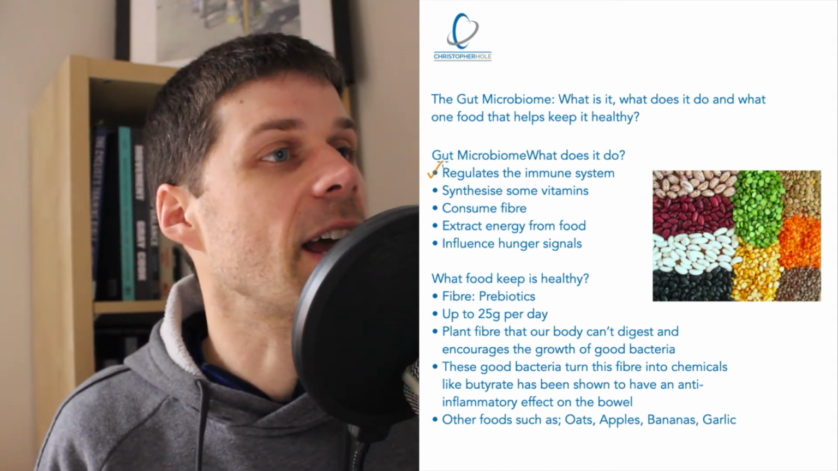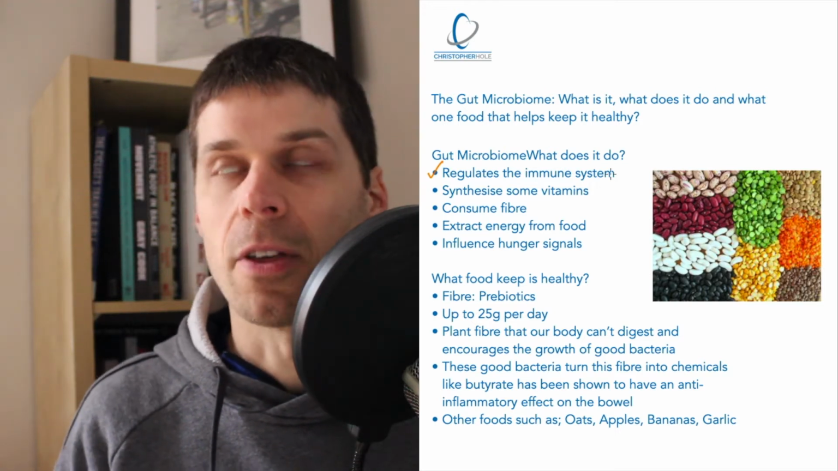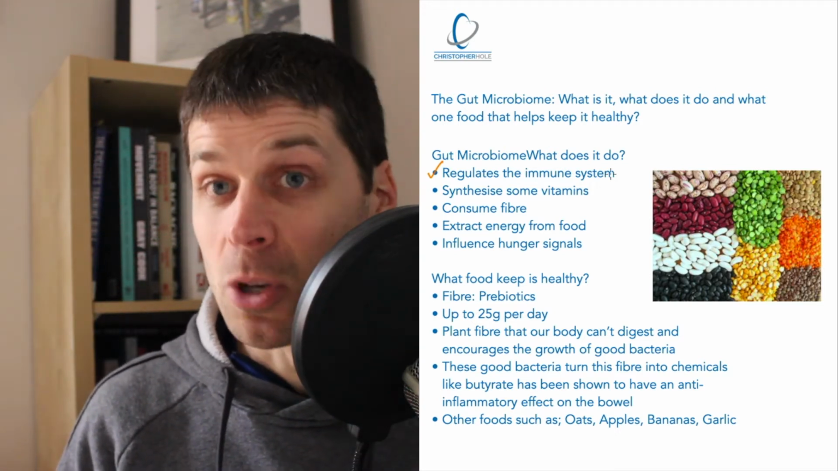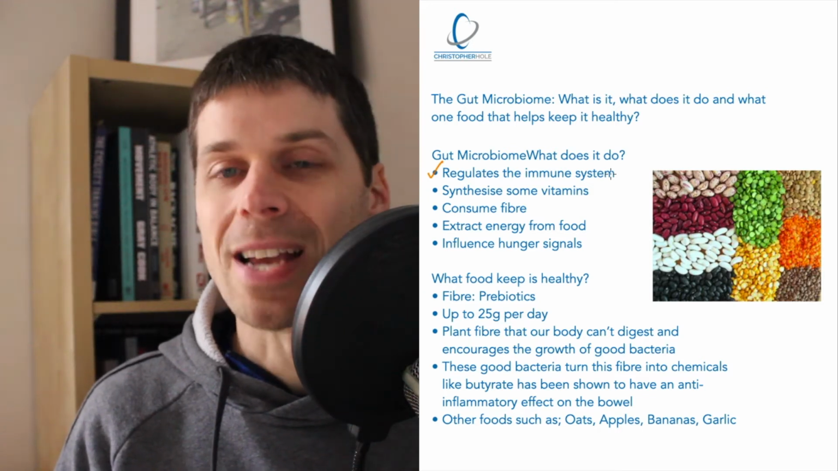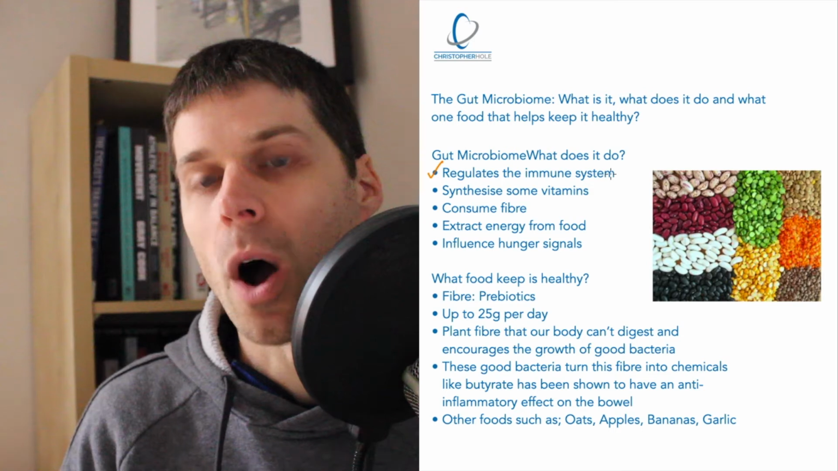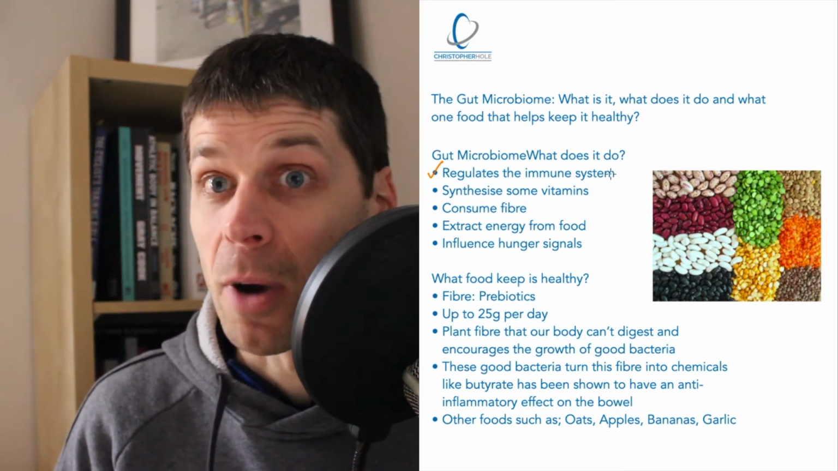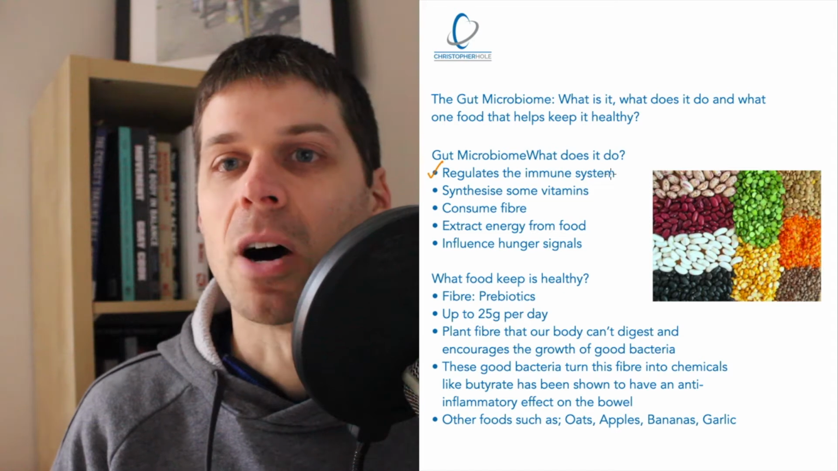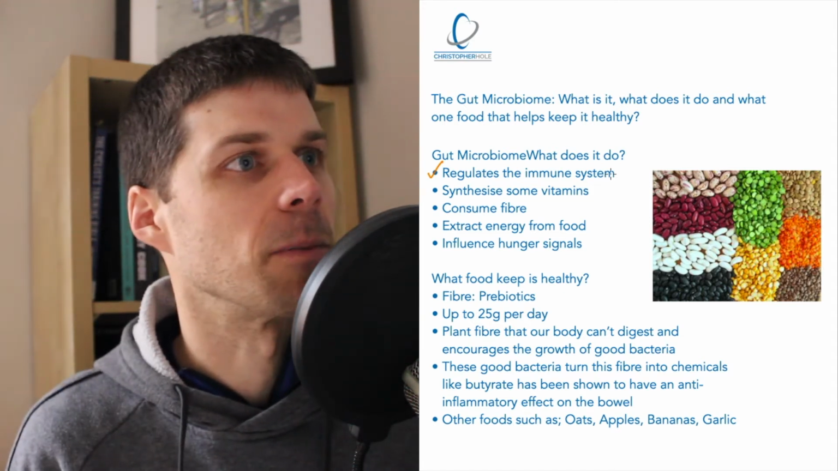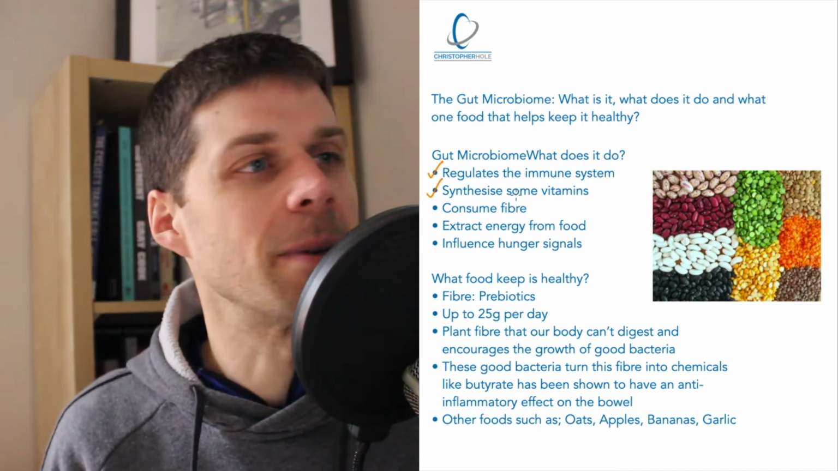So as you can see here, it regulates the immune system. A lot of the B cells and the T cells, which are a part of our immune system, will be generated there, and then they will go to the various areas of the body where they are required. So they are in some respects generated within the gut microbiome. So if we've got a healthy gut microbiome, we're going to have a much more optimally functioning immune system. They will synthesize vitamins, or some vitamins.